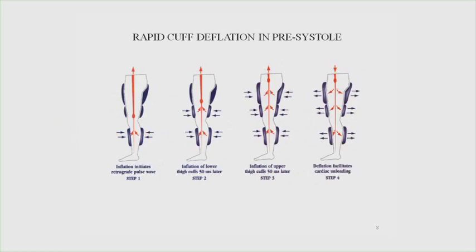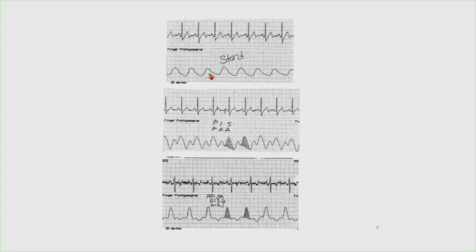Then when the heart's getting ready to beat again, we deflate the cuffs so the heart is ejecting into a dilated system, into a vacuum. This unloads the heart, lowers its workload. We call this afterload reduction. So during ECP, we are going to lower the systolic pressure and raise the diastolic pressure.